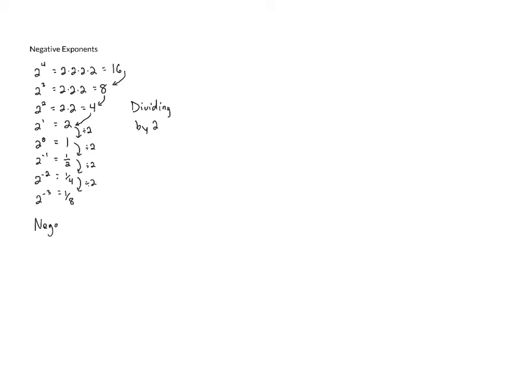So negative exponents cause fractions. Aha! This is interesting. We can even be more specific when we're looking at these negative exponents. 2 to the negative 3rd is 1/8, but this denominator 8 is the same as 2 to the 3rd. So effectively, 2 to the negative 3rd is 1 over 2 to the 3rd.